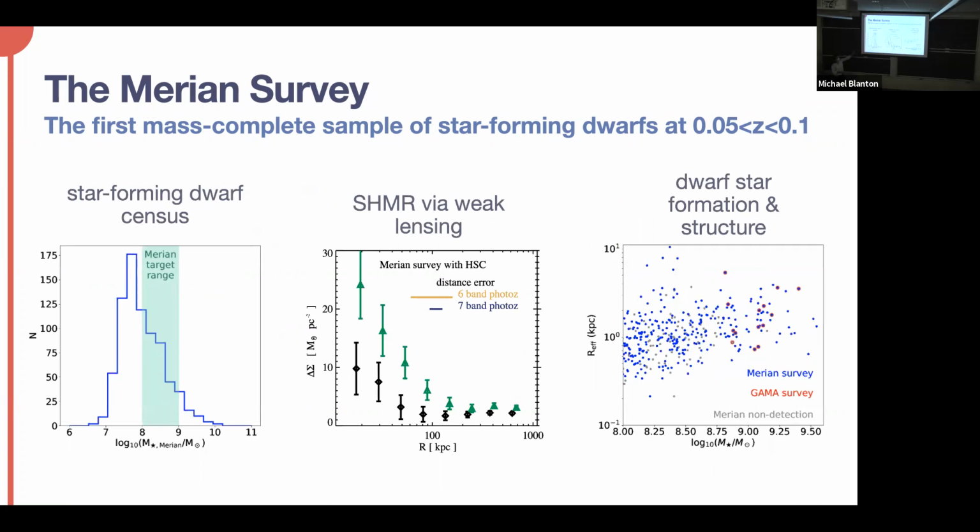There are 3 main science pillars that we have to execute with the survey. The first, as I mentioned before, is to get the census of star-forming dwarfs in this target mass and redshift range. The second is to probe the stellar-to-halo mass relation using weak lensing on these dwarfs, which is the main science driver of why we need so many mass complete. And finally, studies of dwarf star formation and structure, including things like mass-size, but going also into things like H alpha luminosity functions and H alpha morphologies that we can get because we have this medium band.